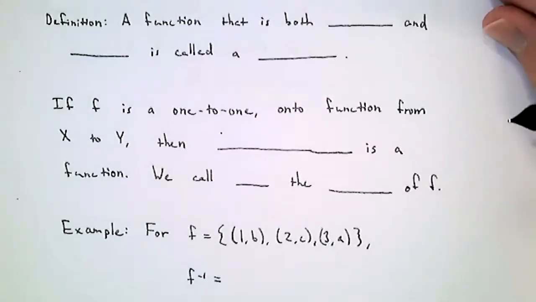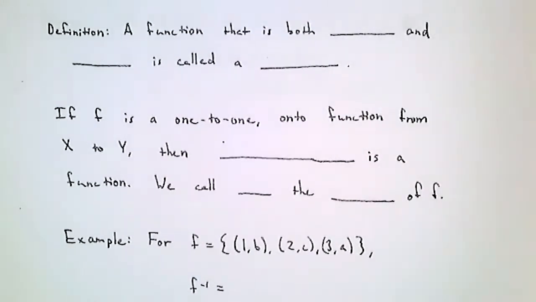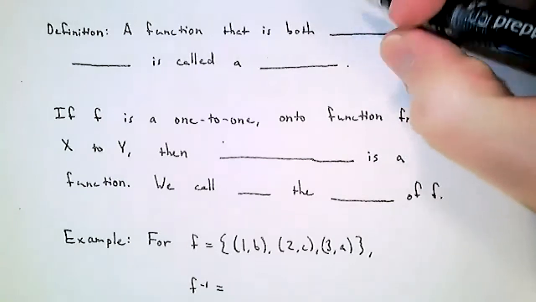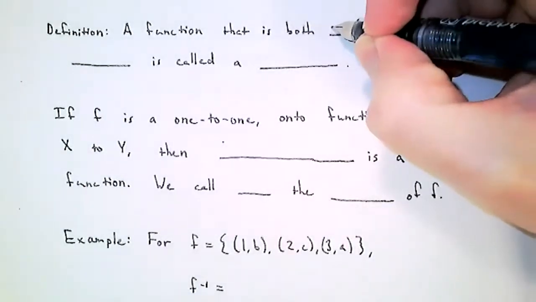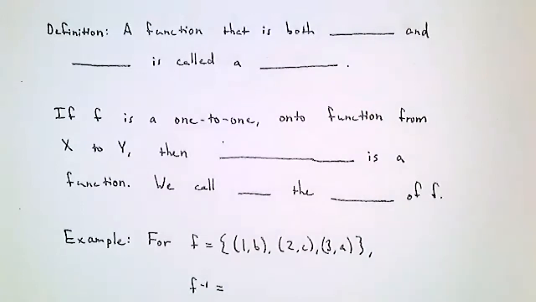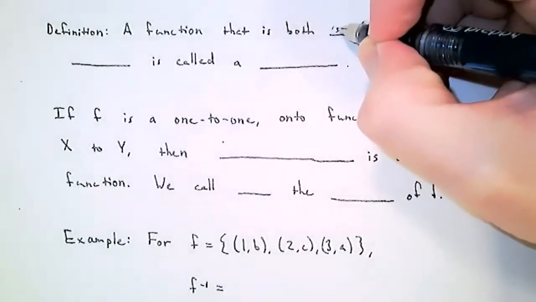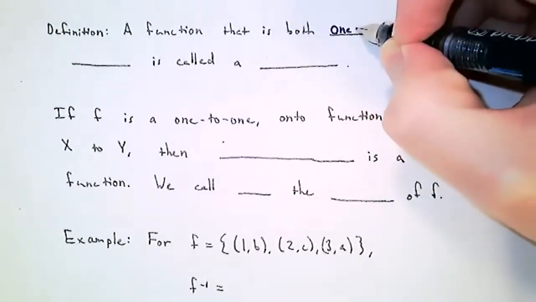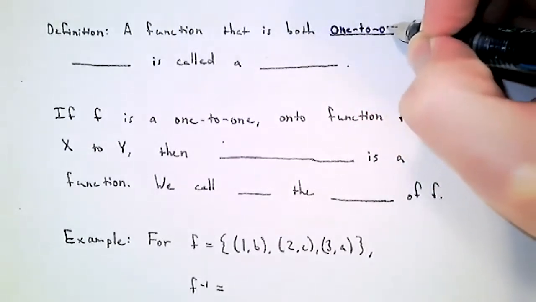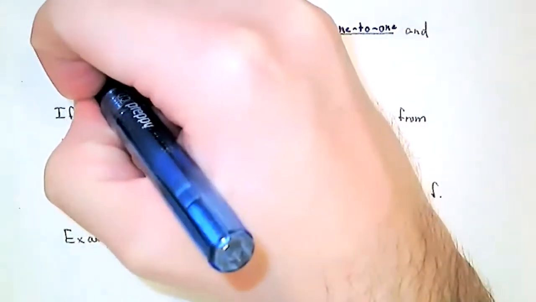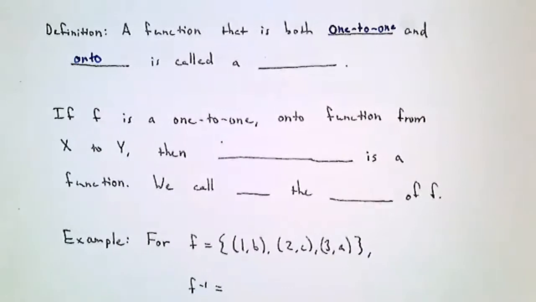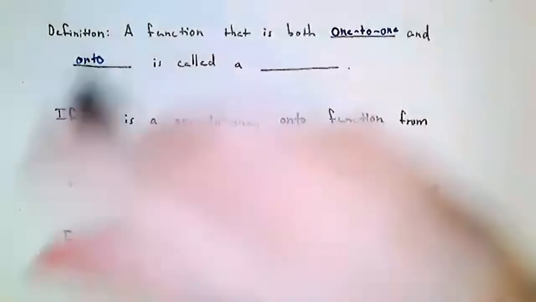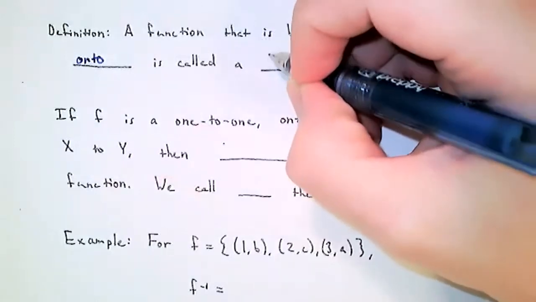And this is where we're going to start the new material today on page 6. We're going to look at functions that are both one-to-one and onto, because these play an important role in math, whether it's discrete math or any other math subject. And these functions that are both one-to-one and onto are what are called bijections.